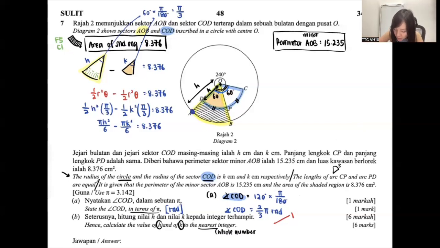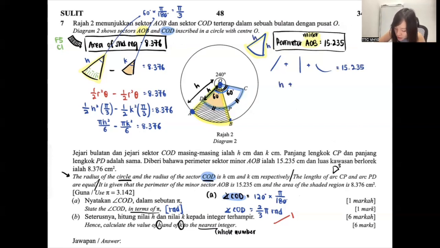Next one, perimeter of minor AOB, minor sector AOB. AOB is this one. This one is minor. The rest is major. So minor AOB is the yellow color one. So wait, I put color for you. AOB. Okay, isn't it the yellow color one? So guys, they say what? Perimeter. Perimeter means what? Total side length. That means this one plus this one plus the curve equals 15.235. Whatever I'm stating, very, very true, right, my dear? And these two parts are what? The radius is h and h.